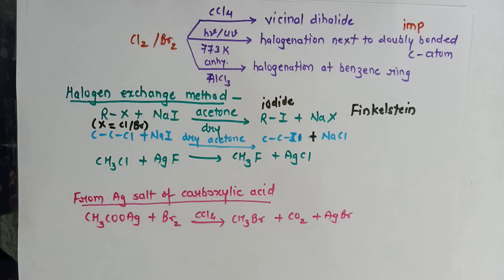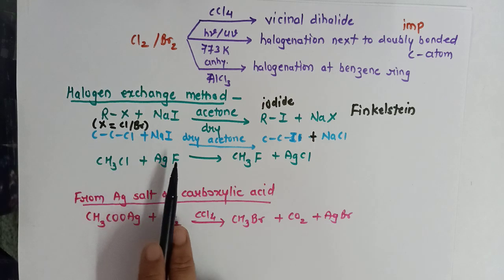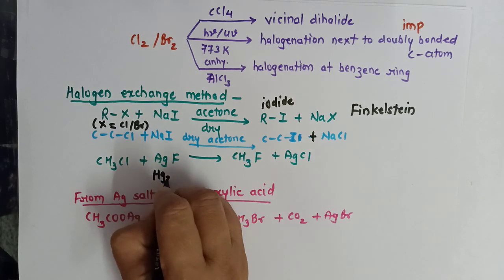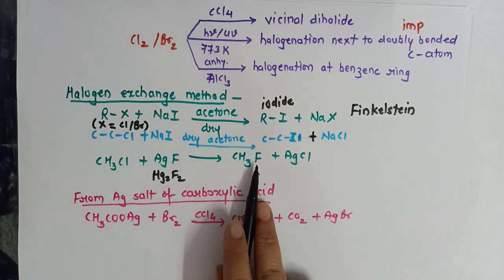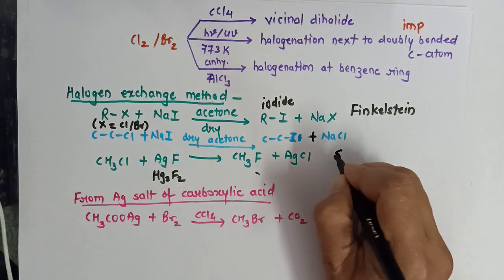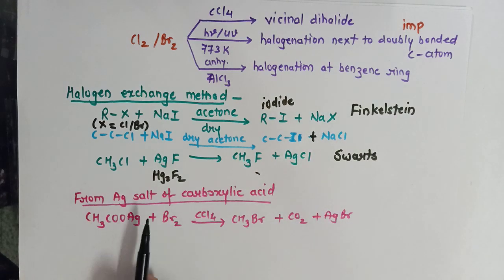Till now, again and again I have told you that all these reactions are not applicable for fluorides. For fluorides we have to use some special methods. So this is one of them. Any haloalkane is treated with a metal fluoride, either silver fluoride or mercury fluoride, then we get a fluoroalkane along with AgCl, and this is your next name reaction, Swarts reaction.